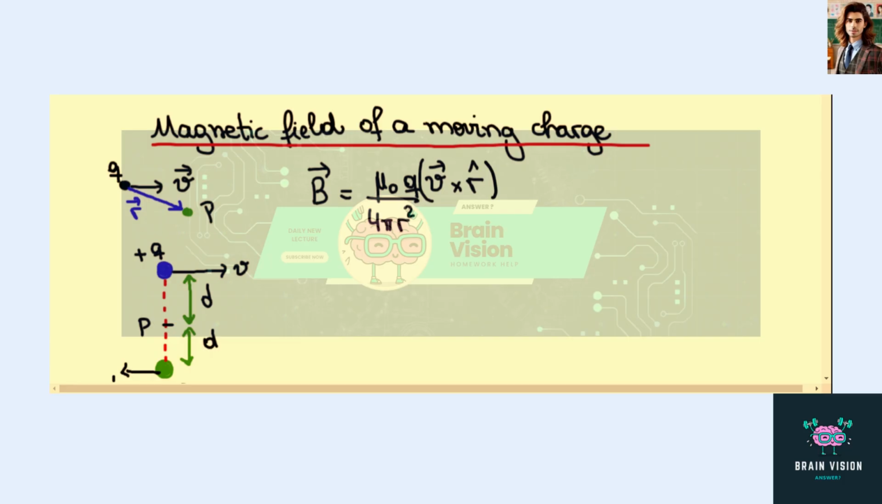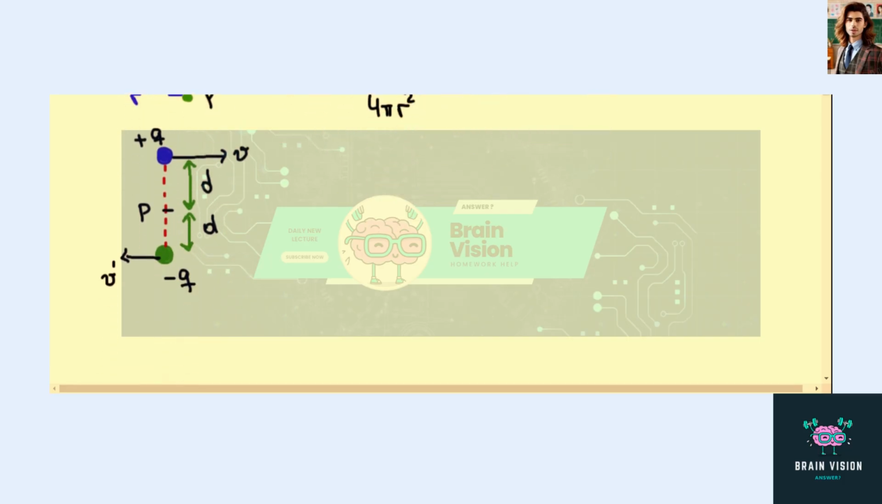So what we have in our problem is the setup shown here in the figure, where we have two charges. One of them has charge plus q, the other one has charge minus q. They are separated by a distance 2d. One of them is moving to the right, the other one to the left. And our goal is to calculate in question A the total magnetic field generated by the two charges at point P, the midpoint between the two charges.